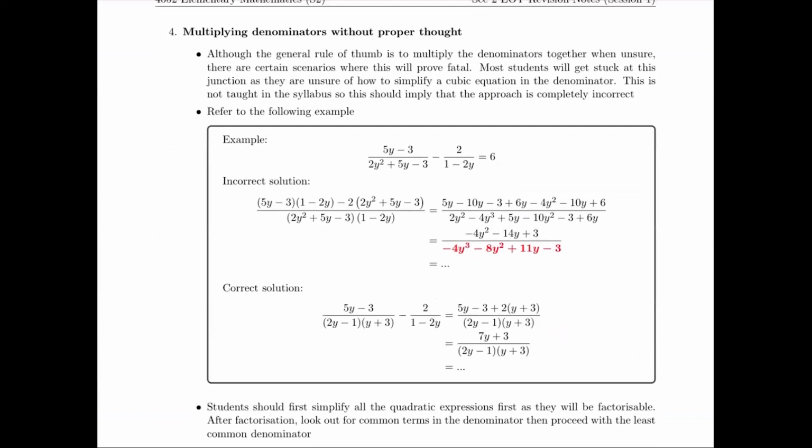What's this? Multiplying denominators without thought. This one, okay, if you're making this kind of mistake now, it's still okay. It's still understandable. But not the same thing 3 weeks before O's. That one is very scary.